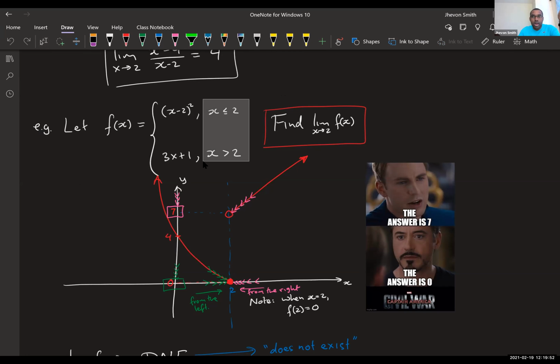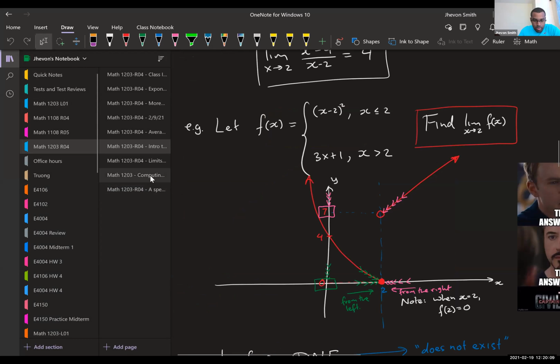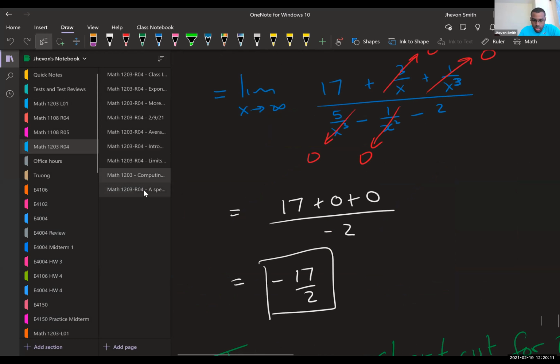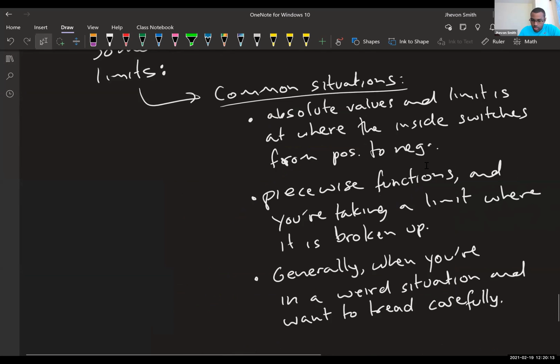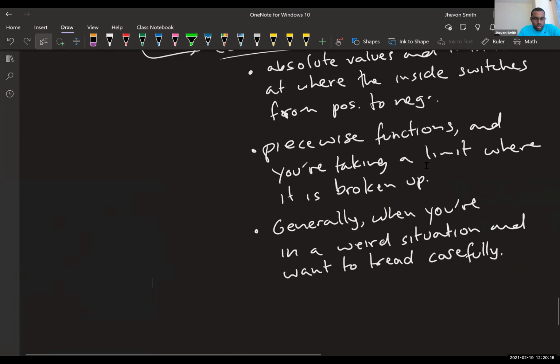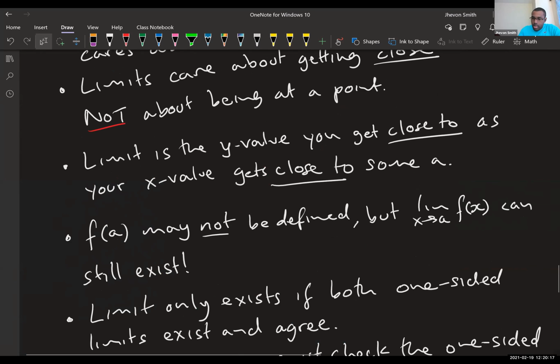Now you have to worry about, yeah, I could plug in the top, but officially the limit doesn't actually care whether or not I could plug in. This thing changes whether I'm on the left side or the right side of 2. I need to tread carefully. I need to look at the one-sided limits, right? So these are just some concepts I want you to keep in mind.